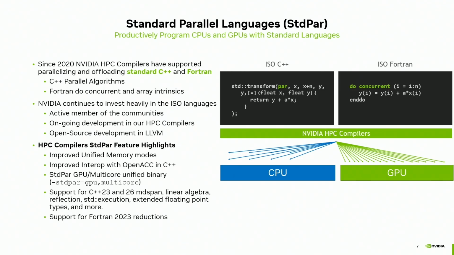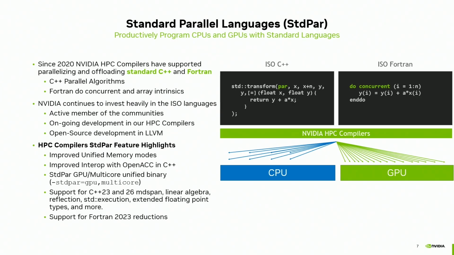Now, standard language parallelism, also what we call STDPAR, is a key component for HPC programming and the NVIDIA HPC SDK. Since 2020, the NVIDIA HPC compilers have been supporting parallelizing and offloading standard C++ and Fortran. NVIDIA continues to invest heavily in the ISO languages, where we are an active member of the communities. We have ongoing developments in our HPC software compilers and are open sourcing a lot of our developments in LLVM.